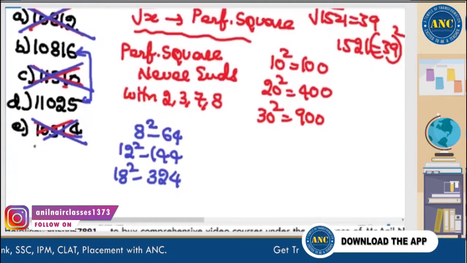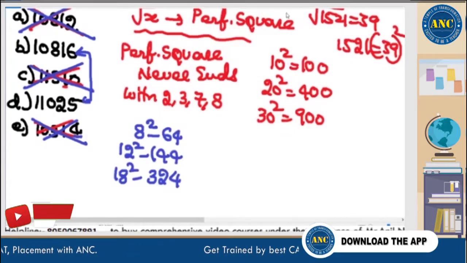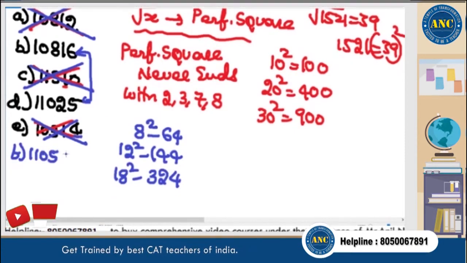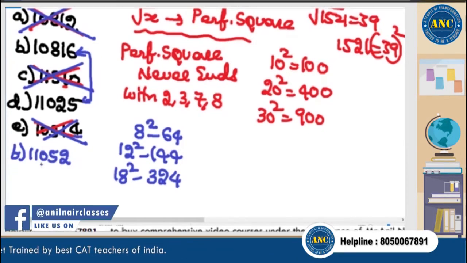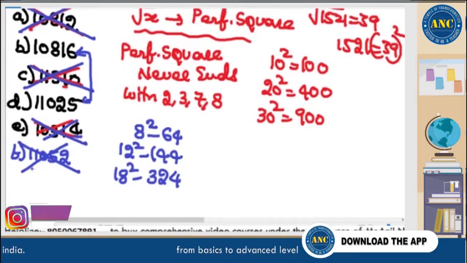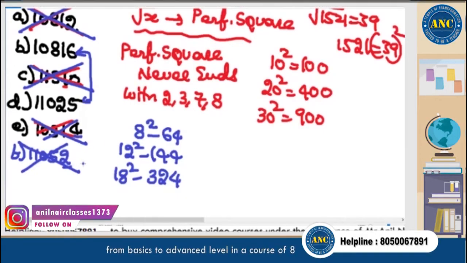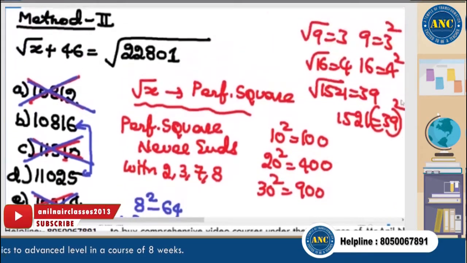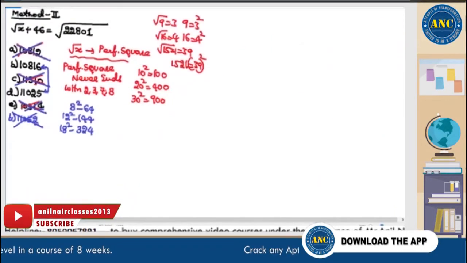Suppose more than one answer option has the same digital sum. Suppose the option is 11052. This also is eliminated, because a perfect square never ends with 2, 3, 7 or 8.